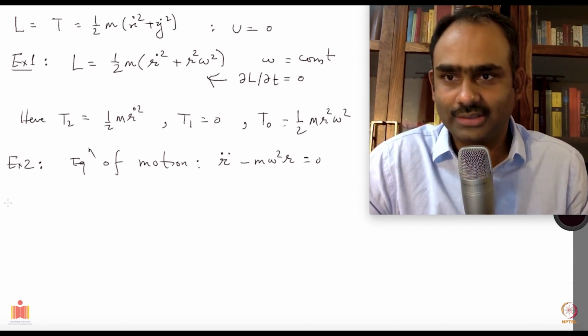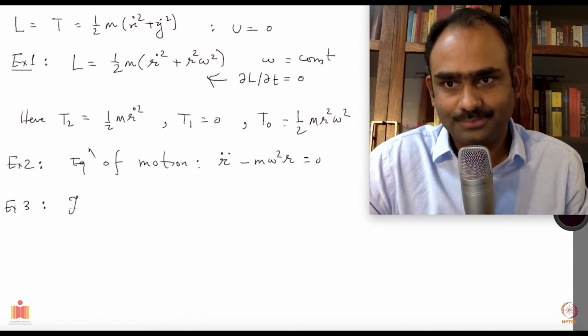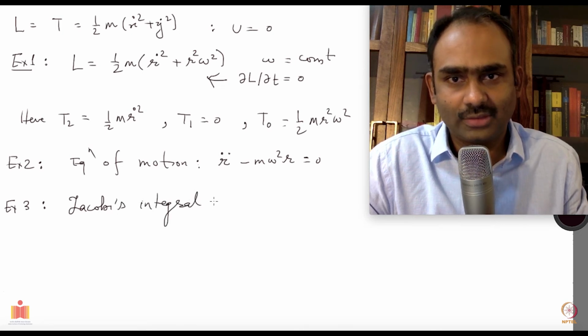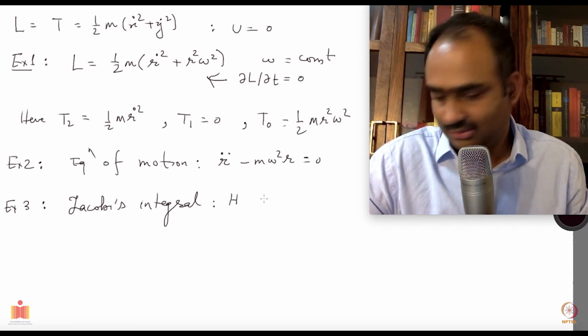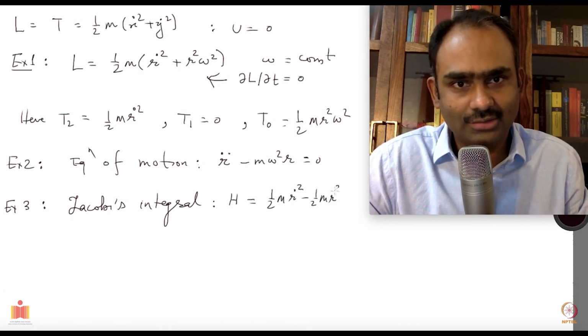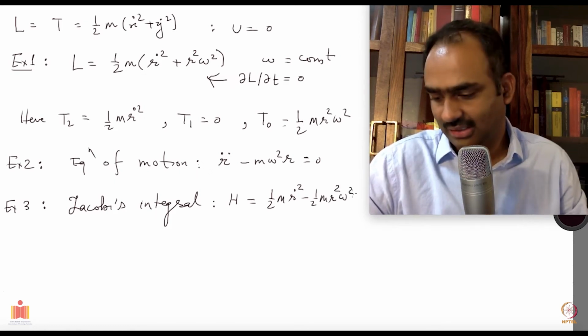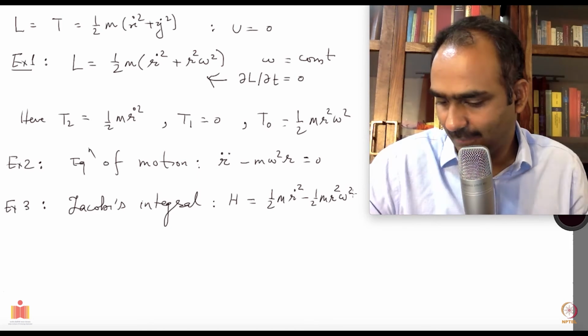Now exercise number 3, which is also simple. Find out the Jacobi's integral. Okay, that is find out h, and you know the formula of h. So show that you get the following. H equals half m r dot square minus half m r square omega square. Okay, that's your Jacobi's integral in this case.